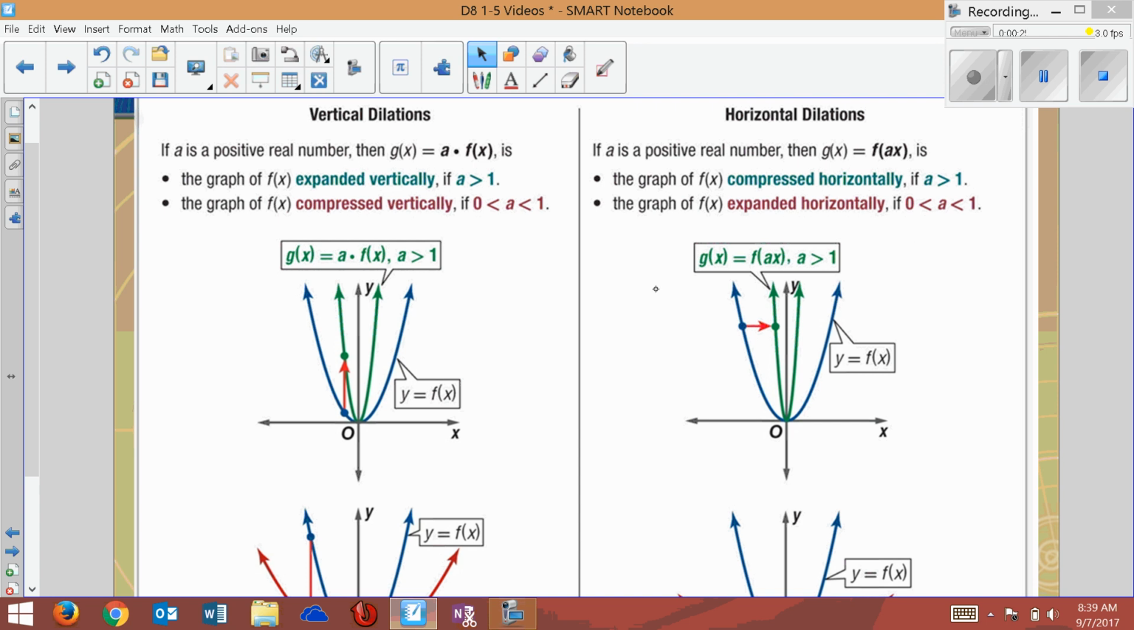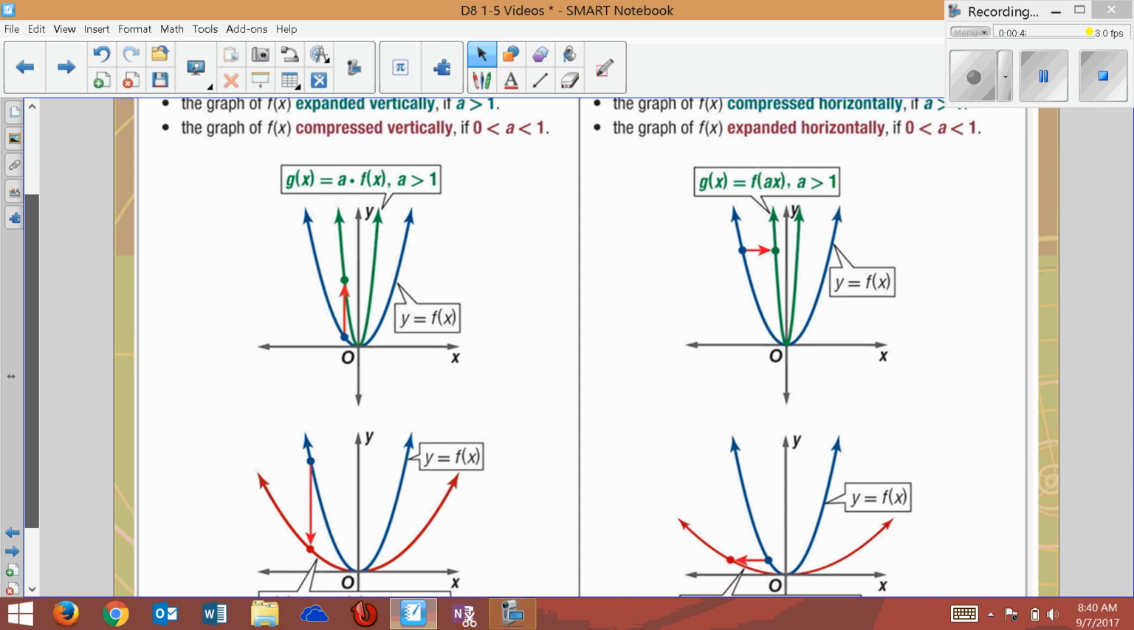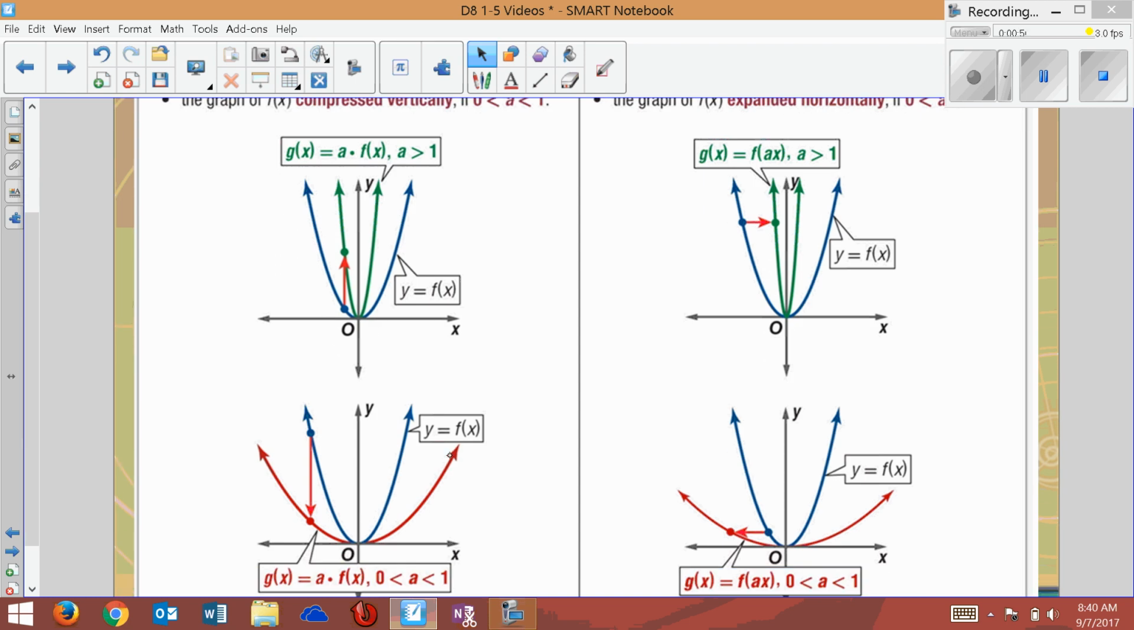Another key concept to understand is a vertical expansion will resemble a horizontal compression, and a vertical compression will look like a horizontal expansion. So they kind of work together in that regard. Look up here. This is by multiplying by a number that's a vertical stretch, but it looks like a horizontal shrink. Down here, a vertical shrink looks like a horizontal stretch. So that will always work side by side. The only one that's a little different is the reciprocal function in that regard.